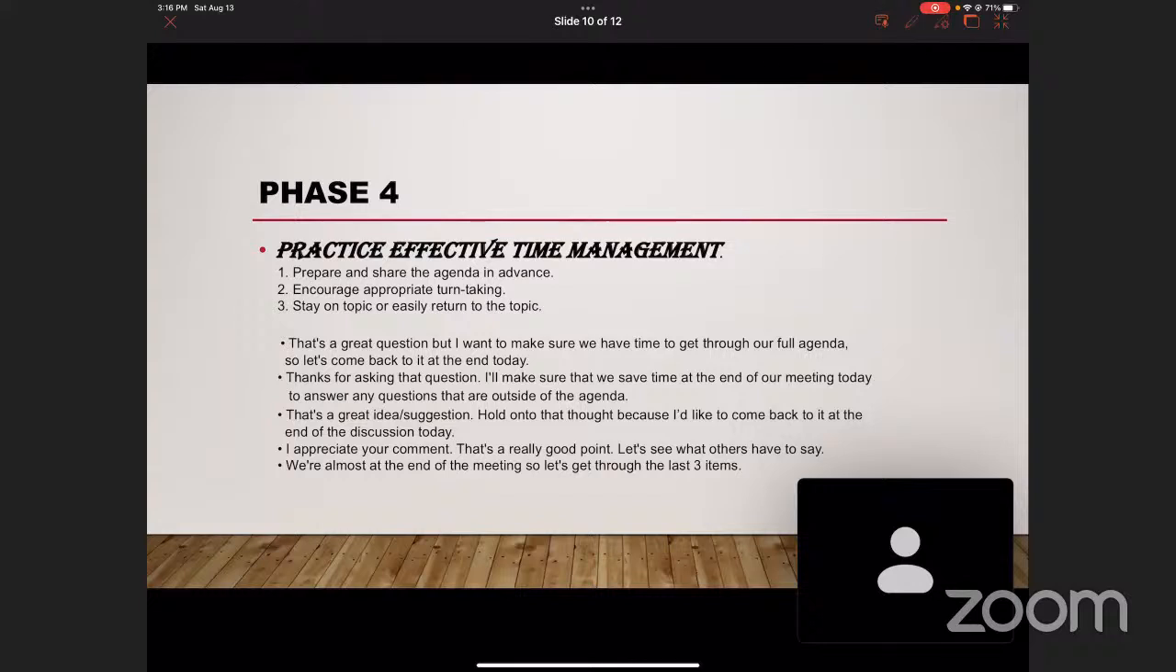Encourage appropriate turn taking. If you encourage discussion during the meeting, stay on one topic or easily return to the topic. You can use phrases if you receive a question from someone, or if someone interrupts you and you have a strict time limit and would like to go through your agenda first. You can say, that is a great question, but I want to make sure we have time to get through our full agenda. So let's come back to it at the end of today.